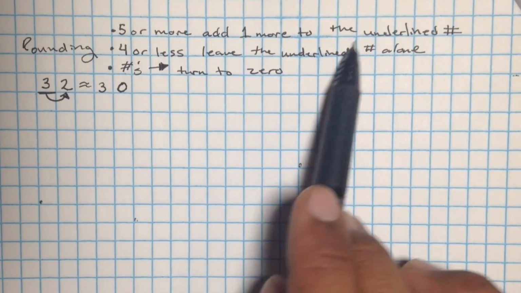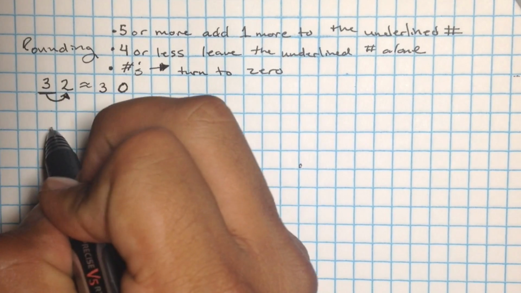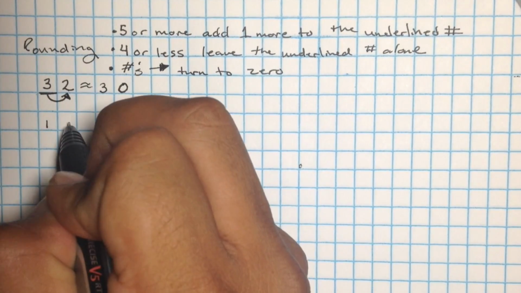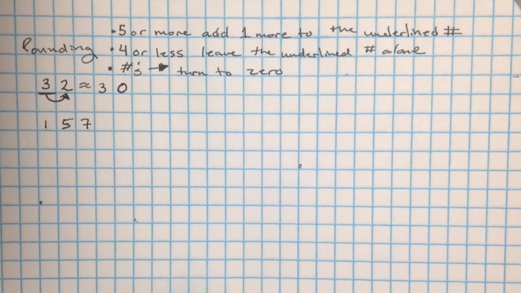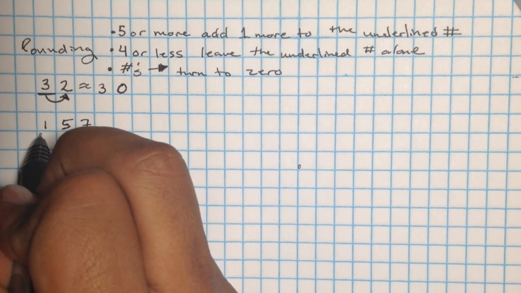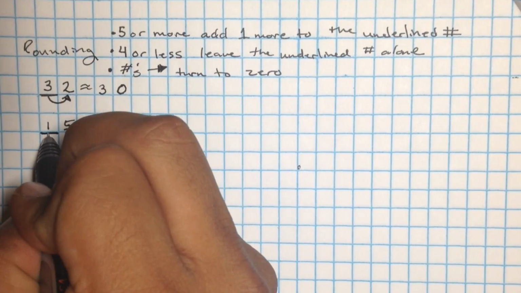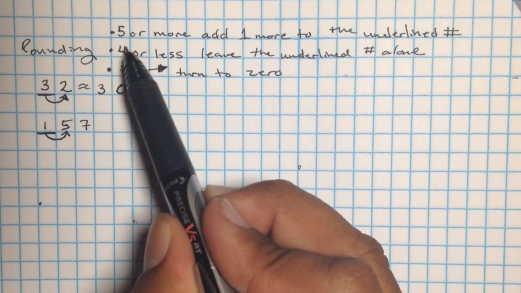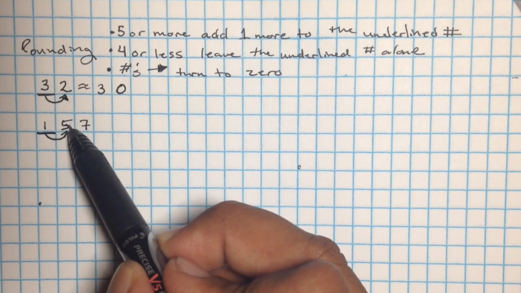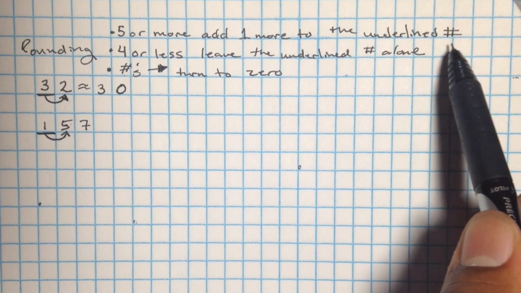Now, this criteria we use for every other kind of rounding. Okay? So let's grab another one. I'm going to do 157. And we're going to round, let's say, to the nearest 100. Well, the 1 is in the hundreds place value. I underline it. I'm going to look to the right. Now let's see here. Is it 5 or more or 4 or less? Well, it's perfectly a 5. So it's 5 or more. I'm going to add one more to the underlined number.